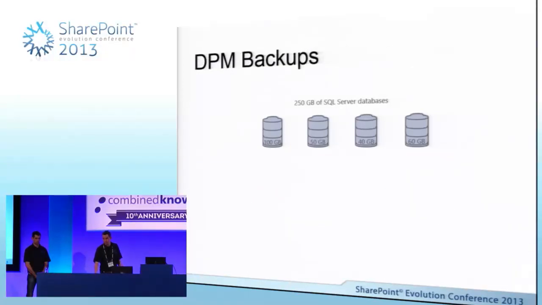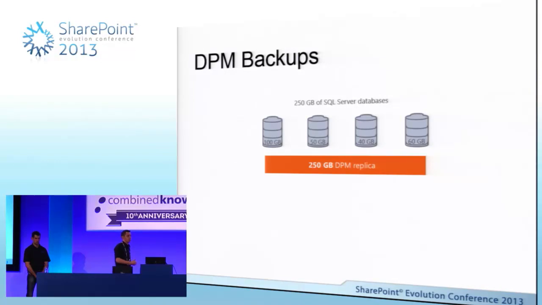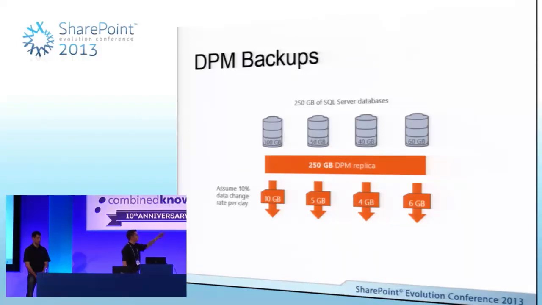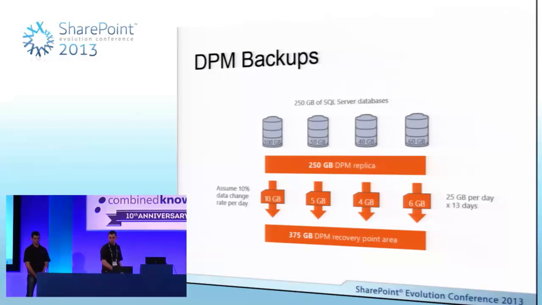With DPM, we've got those databases, and we've got that initial hit of that 250 gig replica. So on our DPM server, we need those disks with that storage pool. So we're using 250 gig straight away, and it will be the same number as the farm. So if the farm grows to 252, it will go up to 252, right? But what we get here is if we were to assume a 10% data change churn rate per day, so our farm's data and all those databases is changing by about 10%, we get 10, 5, 4, and 6 gig respectively. That gives us a total of 25 gig per day, and we times that by 13 days, which gives us 375 gig for our DPM recovery point area.